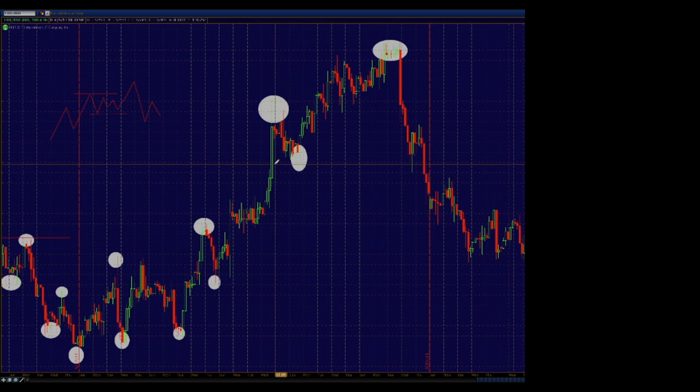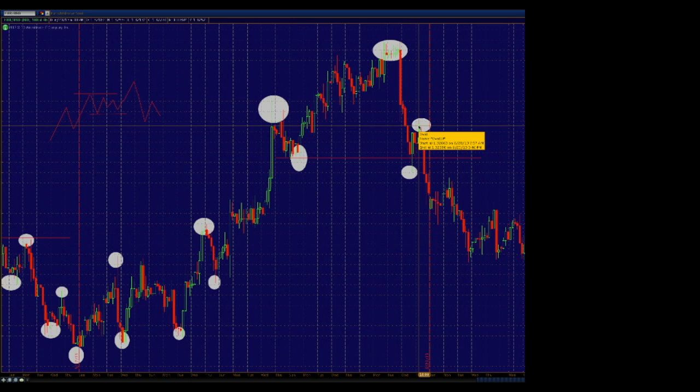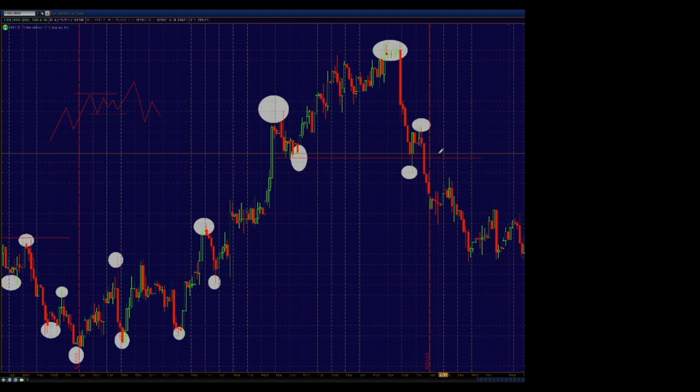This was a crucial area right here. So what do we have? A new lower low was made right here and continued on, followed by a lower high. We are now in a bear market. This is all just on the 4-hour chart.